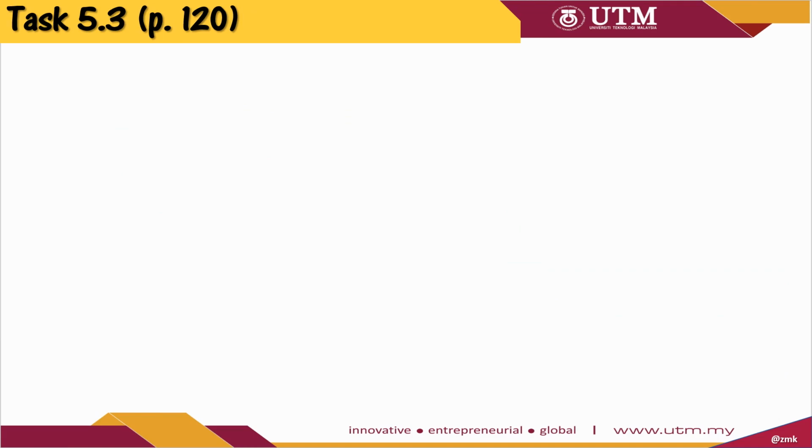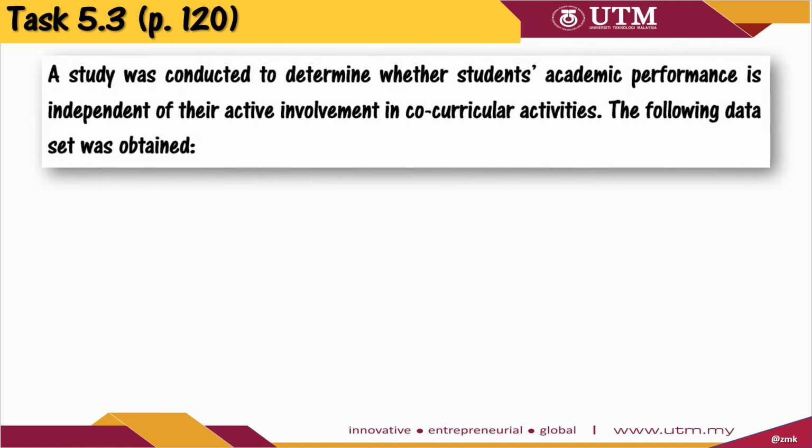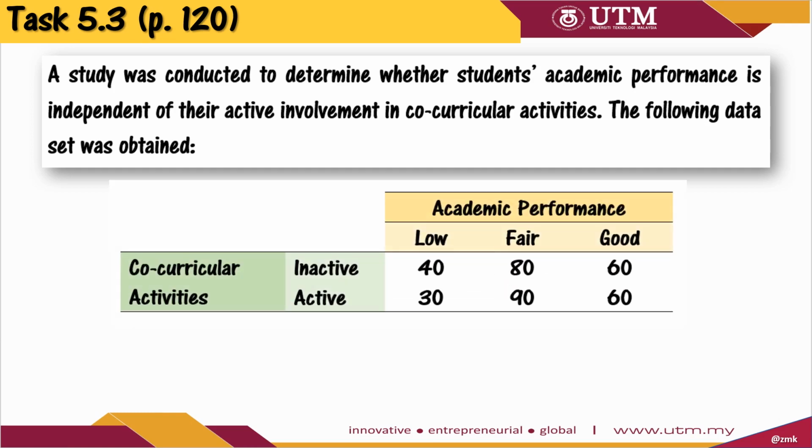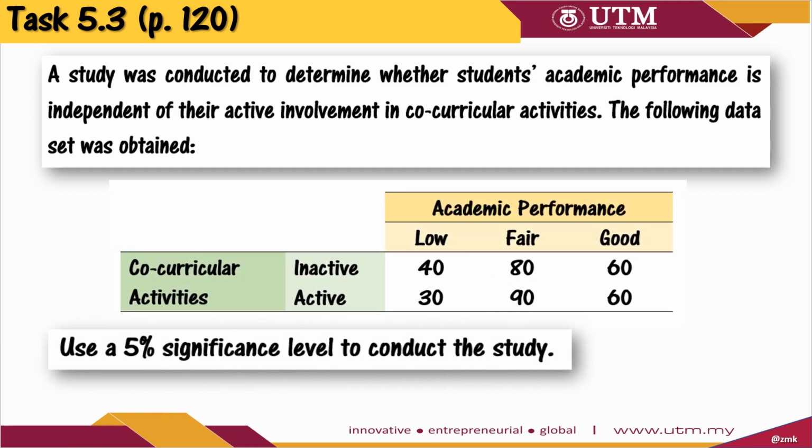Please have a look at task 5.3 on page 120 from the Statistics for Engineers textbook. Here, a study was conducted to determine whether students' academic performance is independent of their active involvement in co-curricular activities. The following dataset was obtained. Use a 5% significance level to conduct the study.